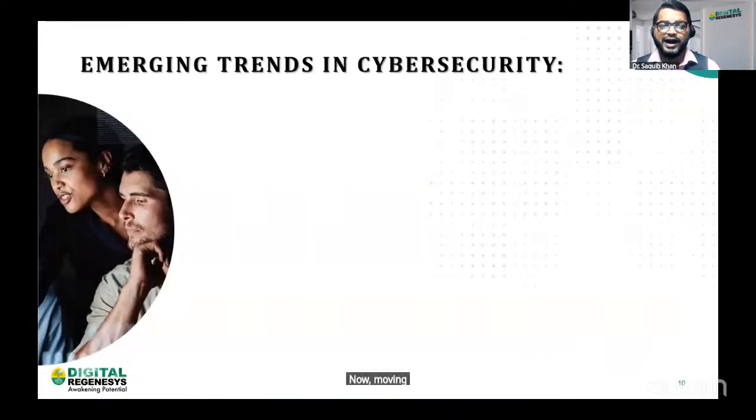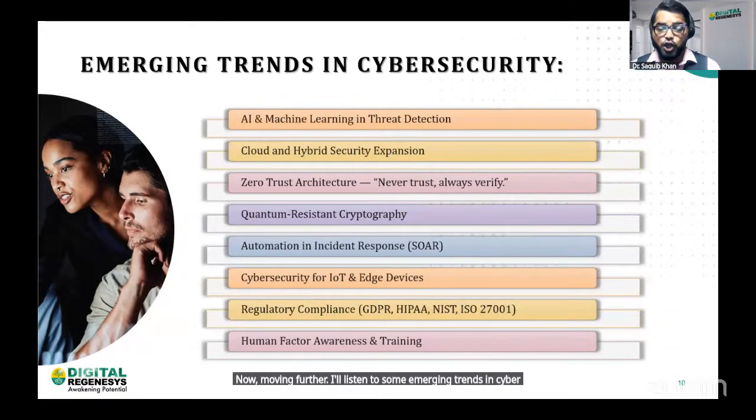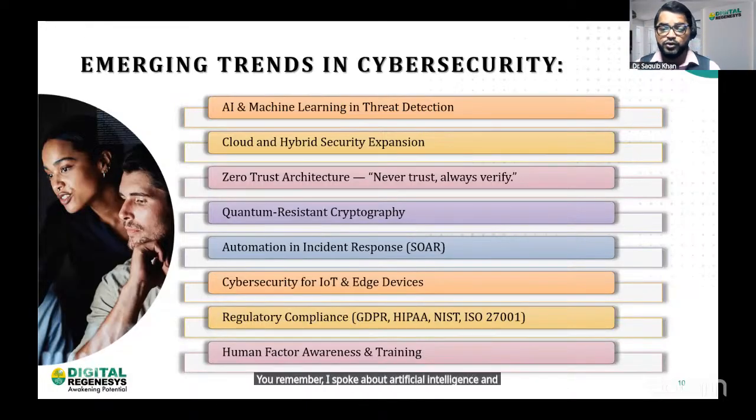Now, moving further, I have listed some emerging trends in cybersecurity. You remember I spoke about artificial intelligence and machine learning. AI and ML are being widely used to detect and respond to cyber threats faster and more accurately. Traditional security systems rely on predefined rules, so you will not deny the fact that they can't catch new and evolving attacks. With the help of AI and ML, systems learn from past attack patterns, network behavior, and user activity. They use this to detect anomalies that may indicate a cyber threat. That means they can identify suspicious activities like unusual login attempts, data transfers, or malware behavior in real time, right?